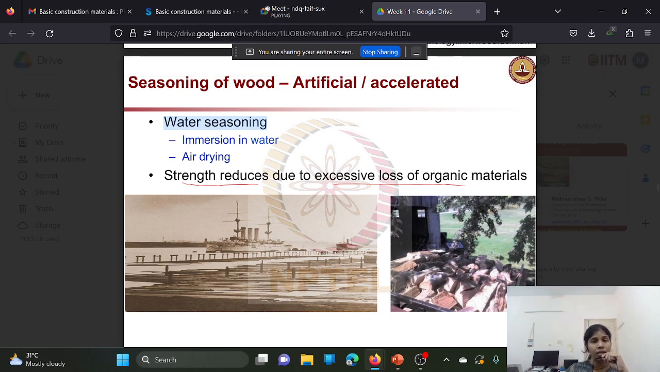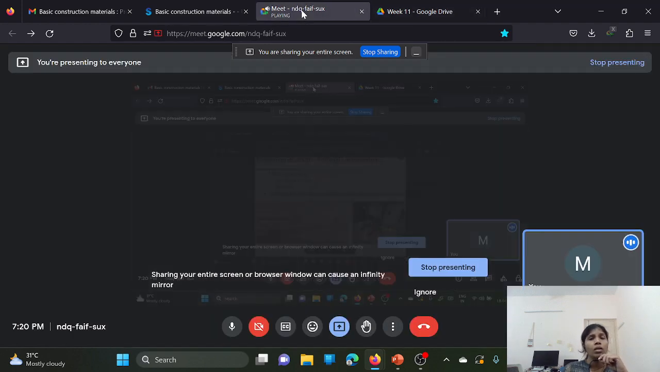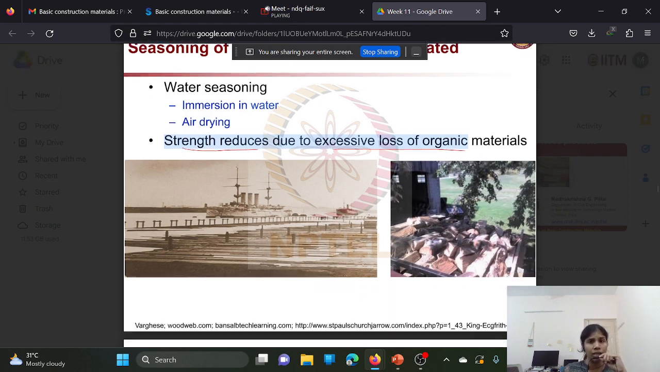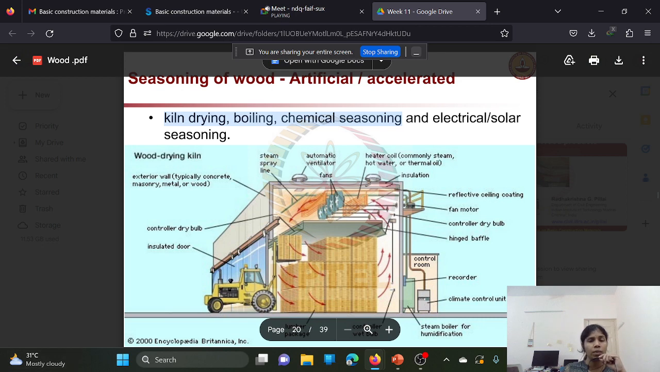There will be different types, like water seasoning. Water seasoning is immersion in water and air drying. In case of artificial seasoning, the strength will reduce due to excessive loss of organic material. There will be loss of some organic materials also, that's why the strength reduces in artificial or accelerated seasoning. These are the different types of artificial seasoning: kiln drying, boiling, chemical seasoning, electrical or solar seasoning. This is the typical figure where you can see a kiln seasoning of the wood.